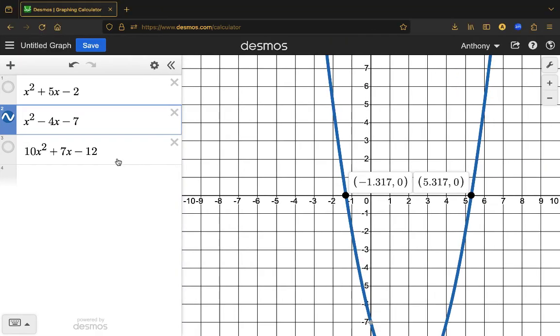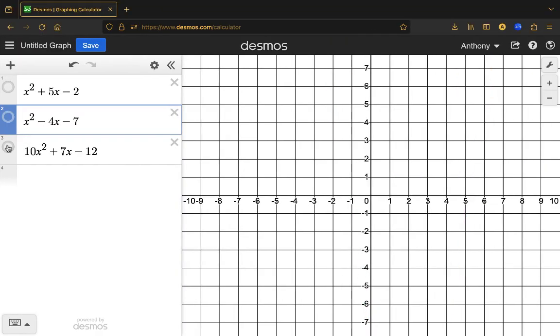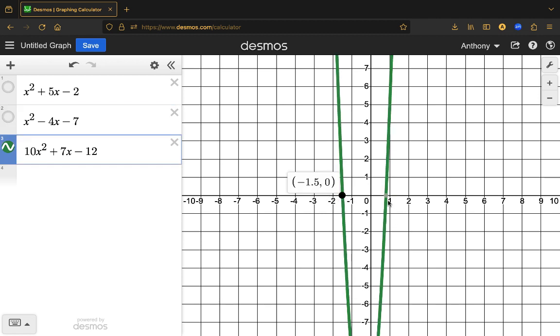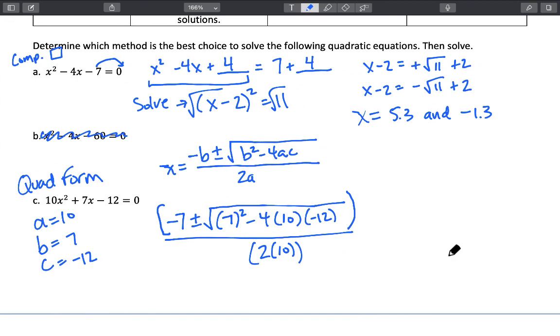So 0.8 and negative 1.5, and let's just confirm that using Desmos to graph that, and there they are. Negative 1.5 and 0.8 are our x-intercepts. So using our quadratic formula, we get our two solutions. X is equal to negative 1.5 and 0.8.